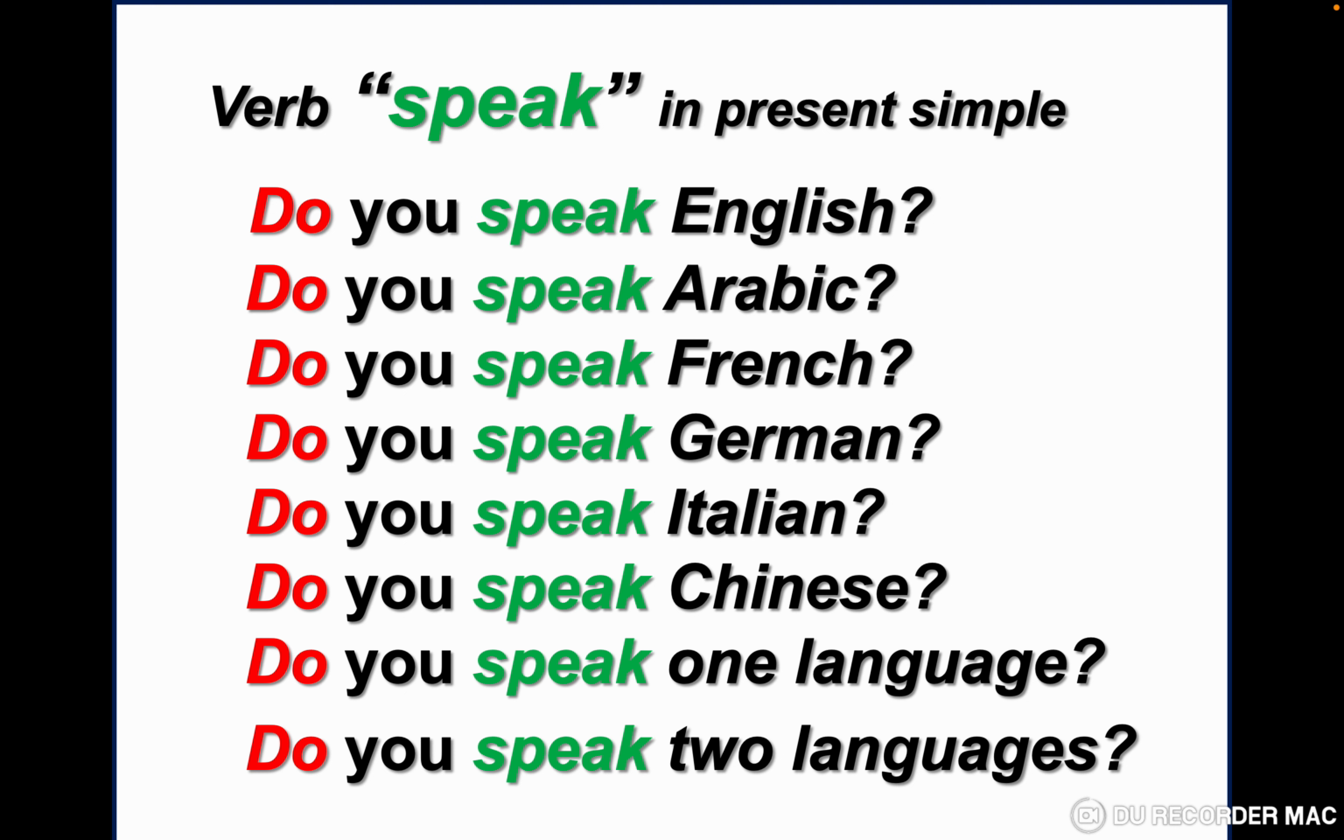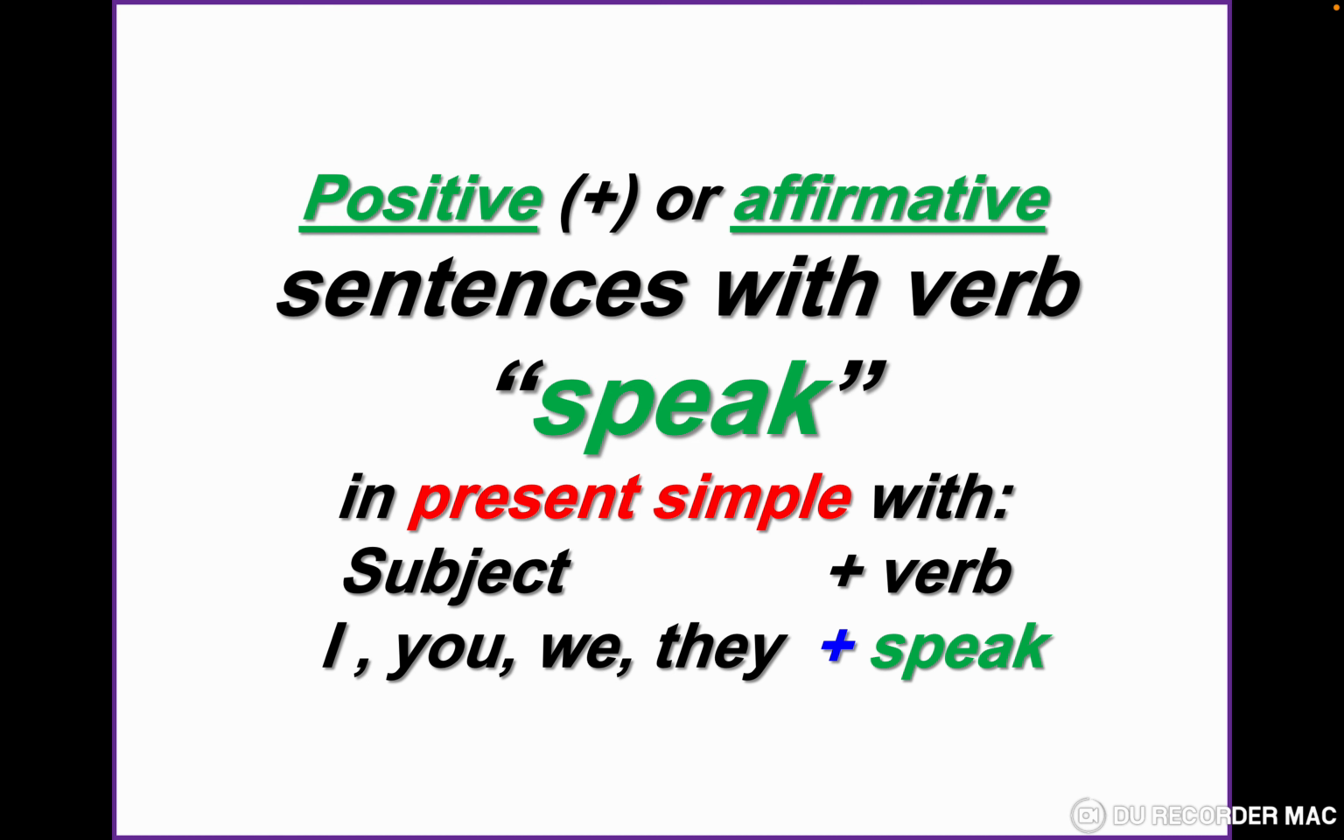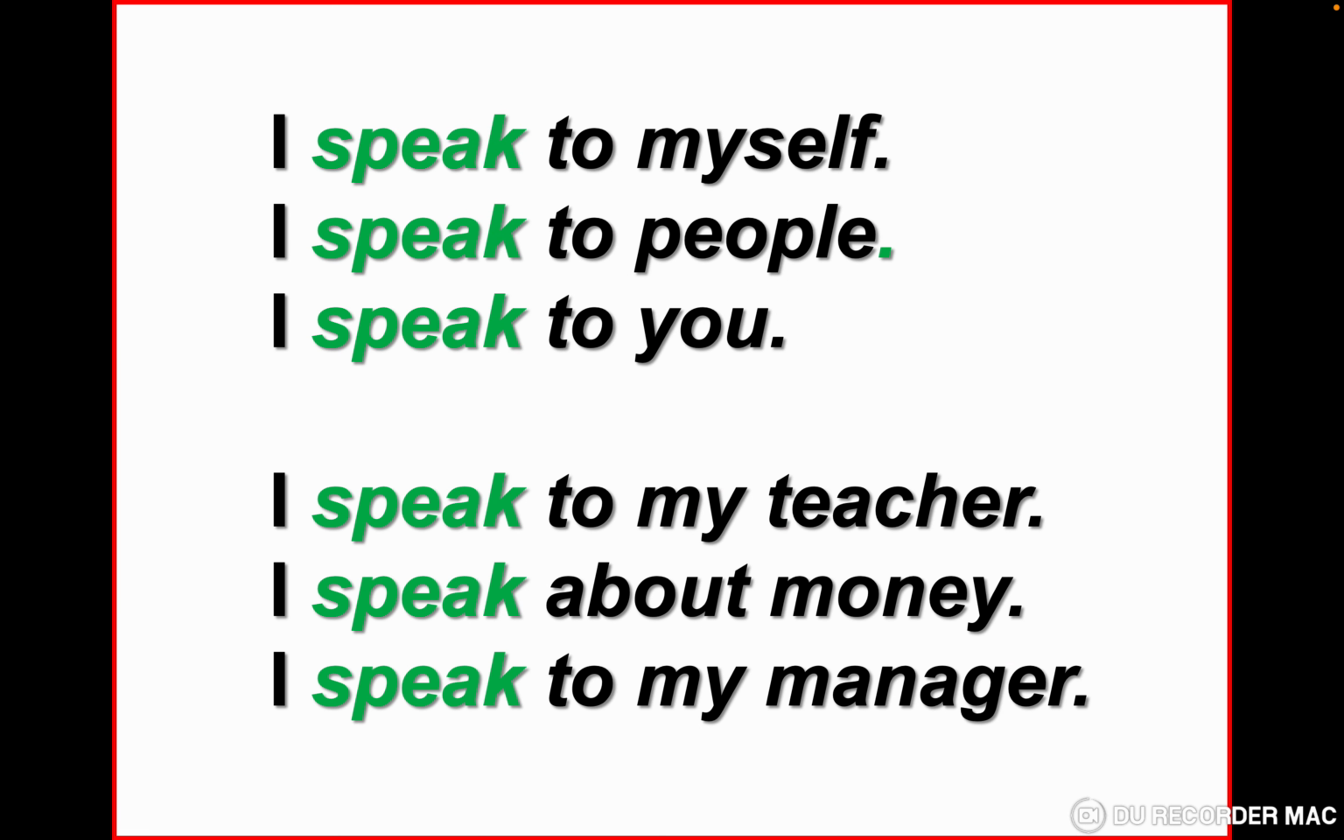Let's go to more examples in the positive form. I speak to myself. I speak to people. I speak to you. I speak to my teacher. I speak about money. It's not money, money. I speak to my manager. Let's repeat these examples. I speak to myself. I speak to people. I speak to you. I speak to my teacher. I speak about money. I speak to my manager.